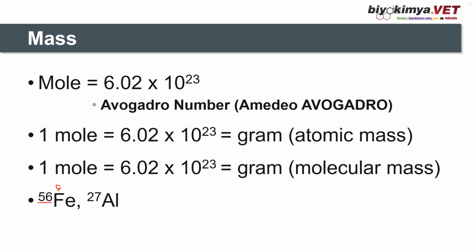And 1 mole of aluminum means 27 grams of aluminum. And for example, what about oxygen? So 1 mole of oxygen means 16 grams. If we want to weigh, for example, 5 moles, we will weigh 16 times 5, which the answer is 80 grams of oxygen.